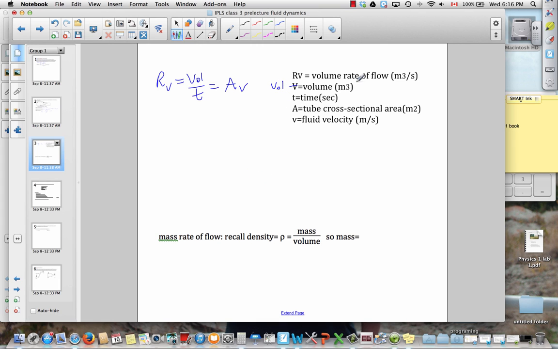Now, sometimes, instead of giving the volume rate of flow in cubic meters per second, we'll give the mass rate of flow in kilograms per second. So a mass rate of flow is a mass of flowing fluid per unit time. But we know that density is mass over volume, so that mass is the product of density and volume. So the amount of fluid mass that passes by is the density of the fluid times the volume that flowed by. And of course, the ratio of volume to time we just defined above as the volume rate of flow. So the mass rate of flow and the volume rate of flow are related to each other.